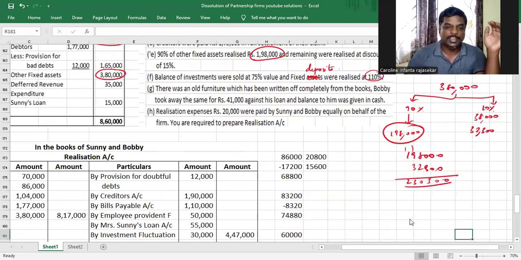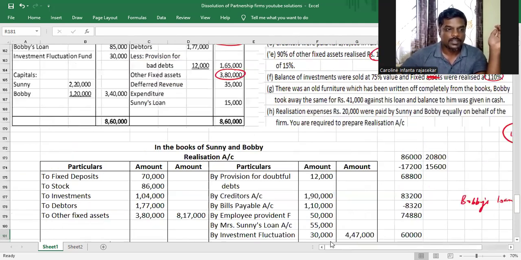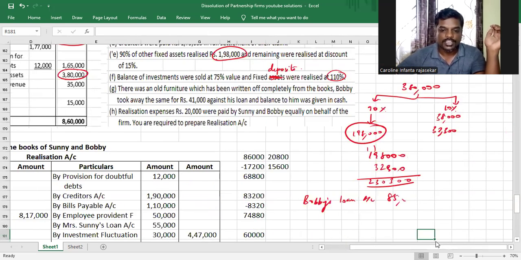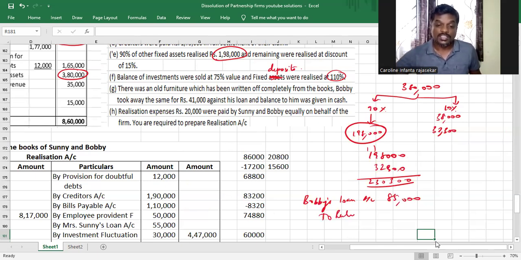So Bobby's loan is being paid using an old furniture. Bobby's loan is a liability, so you debit Bobby's loan account. Bobby's loan was in the question how much? 85,000. It's here. 85,000. Understood or not, my dear children? Now the old furniture goes. Old furniture is an asset. Whenever an asset goes out, it will be credited to the realization account. How much? 41,000. For the remaining, we paid money. So to bank account, 45,000. Understood or not, my dear children?